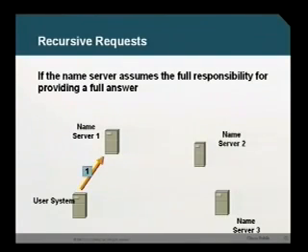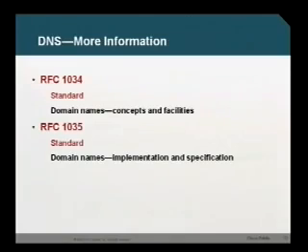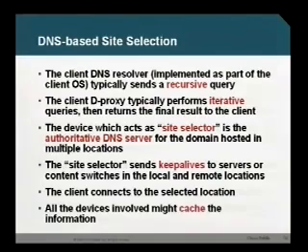Recursive is basically I go and get the final answer. So this communication that you are seeing here, this is basically your user system, the laptop, sending the request to the DNS proxy. From there it's going to be iterative. It won't be recursive like this; it's going to be iterative, as we discussed earlier. A couple of RFCs describe that.